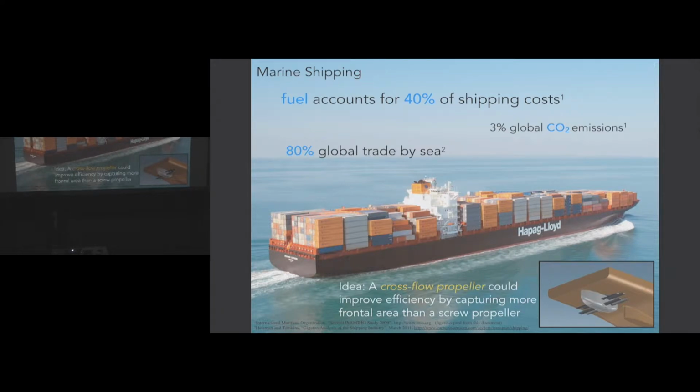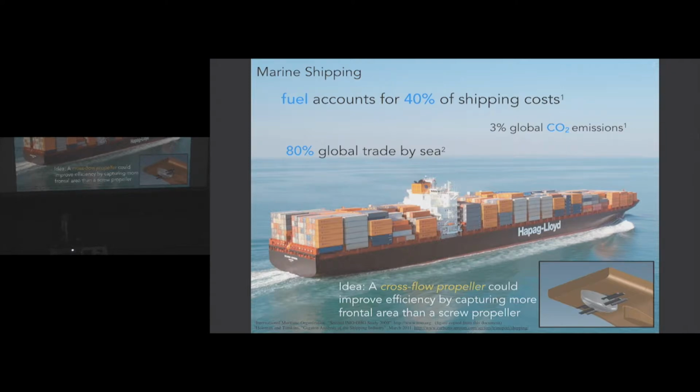The first story has to do with marine shipping. So this is the setting. The problem is that fuel accounts for a huge amount of the cost of marine shipping, 40% of the cost of shipping. 80% of trade goes by sea, so anything you've touched or used today probably was on a ship at one point. And if we could reduce the cost of shipping by making propulsion systems more efficient, then that would have a big impact in overall global economics and reducing CO2 emissions.